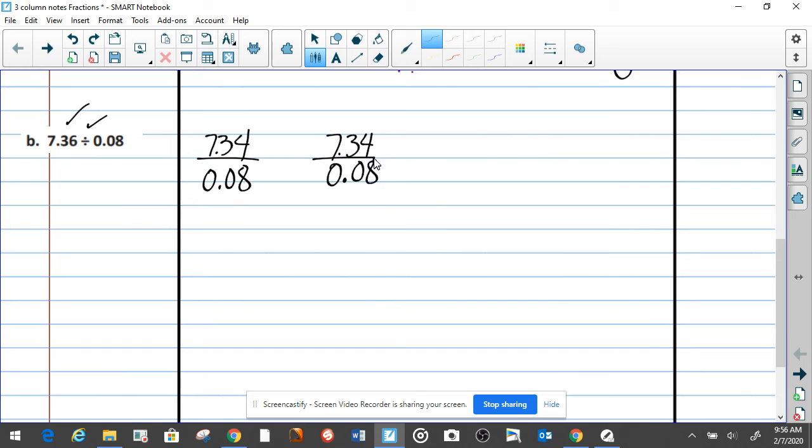How do I know what to multiply by? If you look at the numbers to the right of the decimal, those are two numbers, which is hundredths. That means you're going to multiply both the numerator and the denominator by 100. Remember that we're not changing the value of this fraction, we're just finding an equivalent fraction. So 100 times 7 and 34 hundredths is 734, and 8 tenths times 100 equals 8. Our last step is to divide.